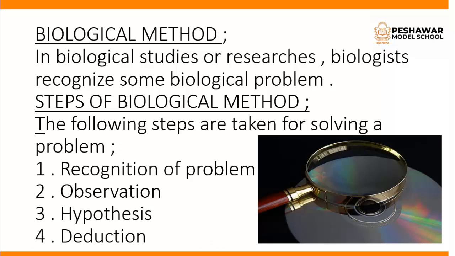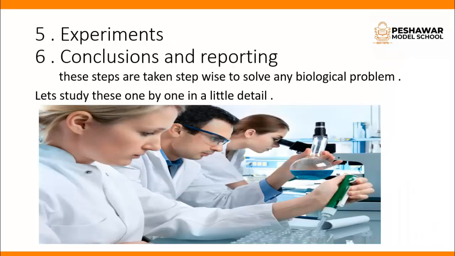What are the steps of biological method? The following steps are taken for solving a biological problem. Step number 1 is recognition of problem. Number 2, observation. Number 3, hypothesis. Number 4, deduction. Step number 5 is experiments, and the last step, step number 6, is conclusion and reporting. These steps are taken stepwise to solve any biological problem. Let's study these one by one in a little detail.